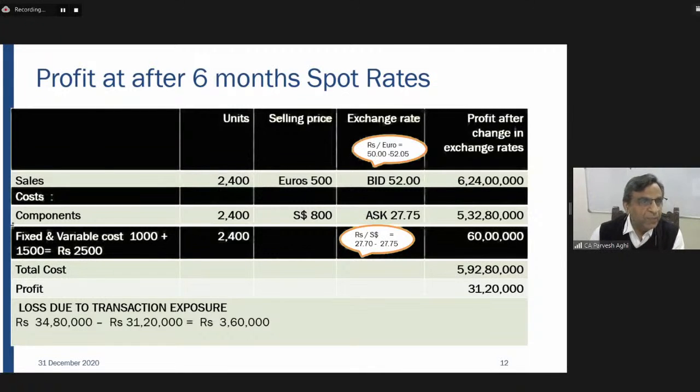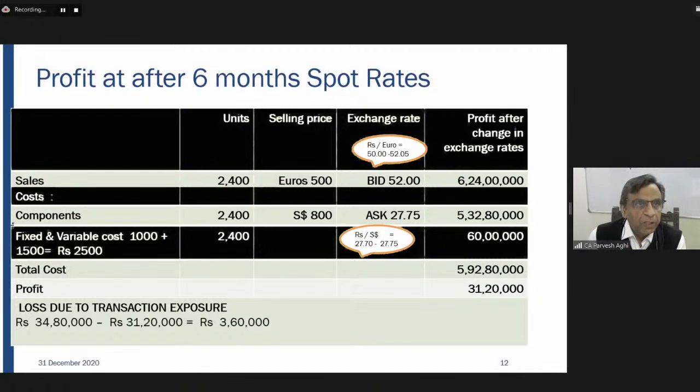Now, how has 60 lakhs been calculated? That is simply 2,400 multiplied by 2,500. So that comes to 60 lakh rupees. So the question was how 60 lakhs has been calculated: 2,400 units multiplied by his fixed and variable cost, which is 1,000 plus 500. So the total cost is 2,500 multiplied by 2,400, which gives him a total outlay of 60 lakh rupees.